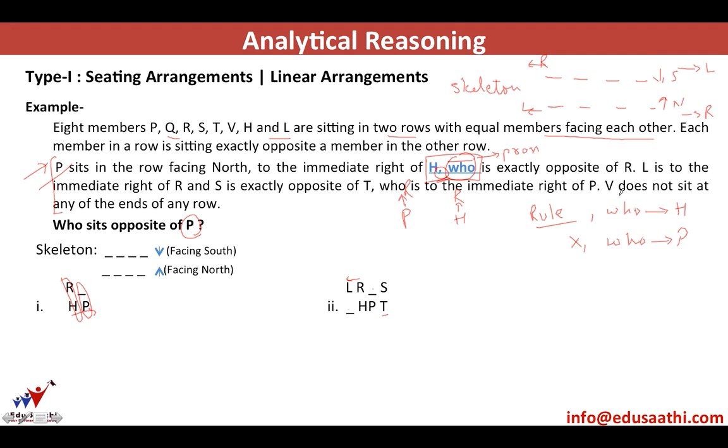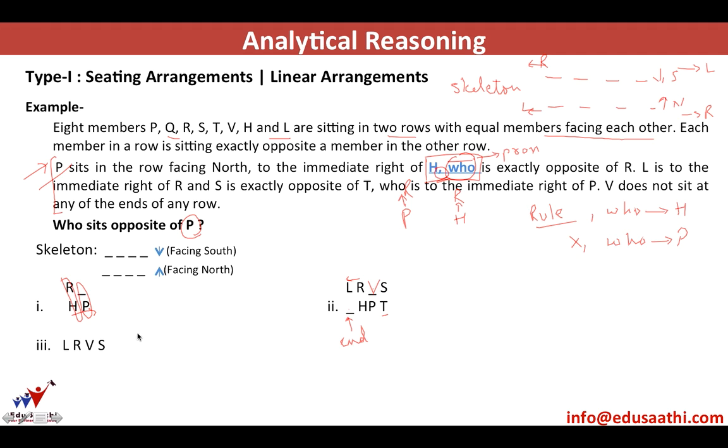What is the next statement saying? V does not sit at any of the ends of any row. So we have one placement, this, which is an end. V cannot sit over here. So V will be possibly sitting over here. So which is left?